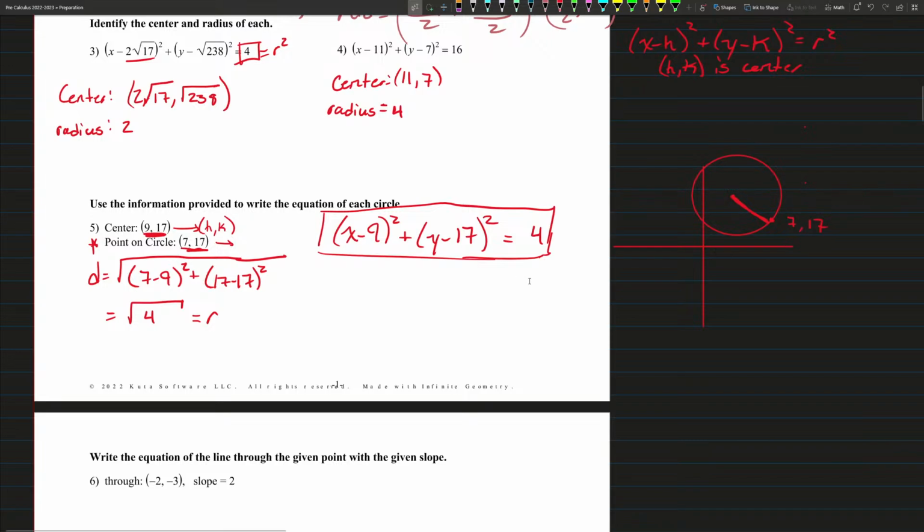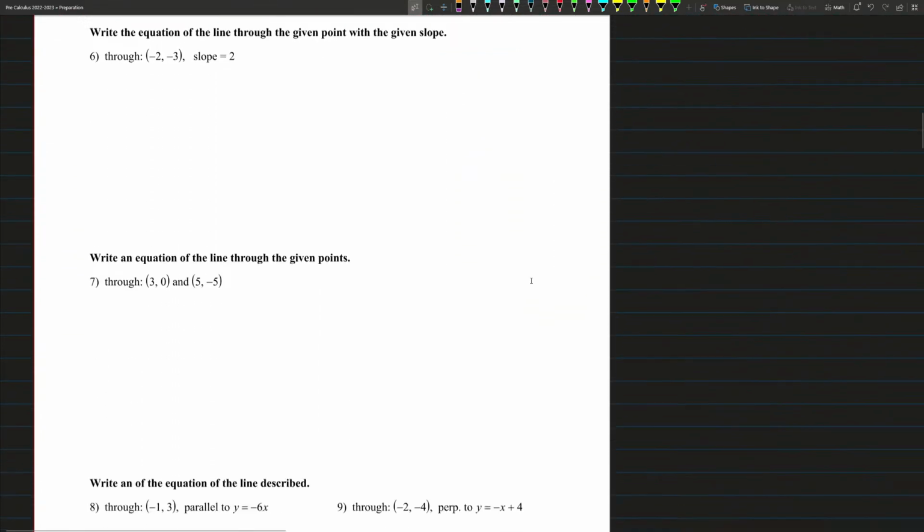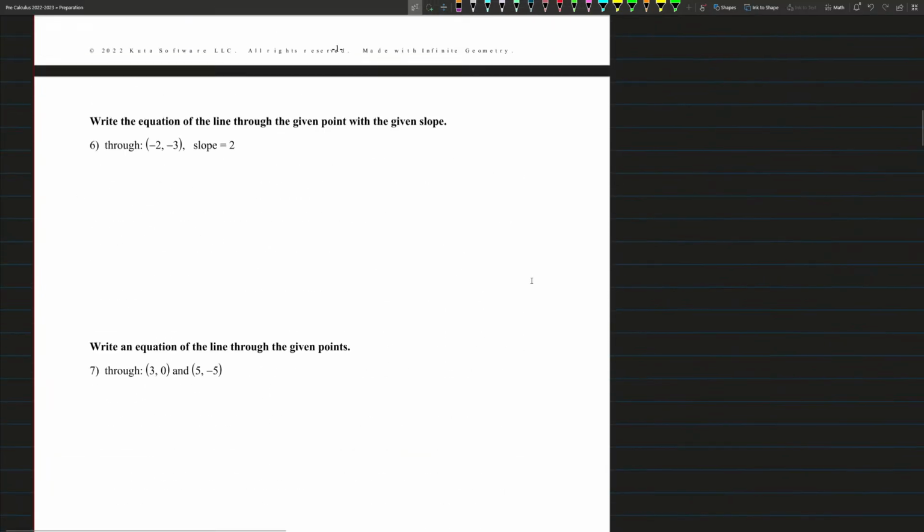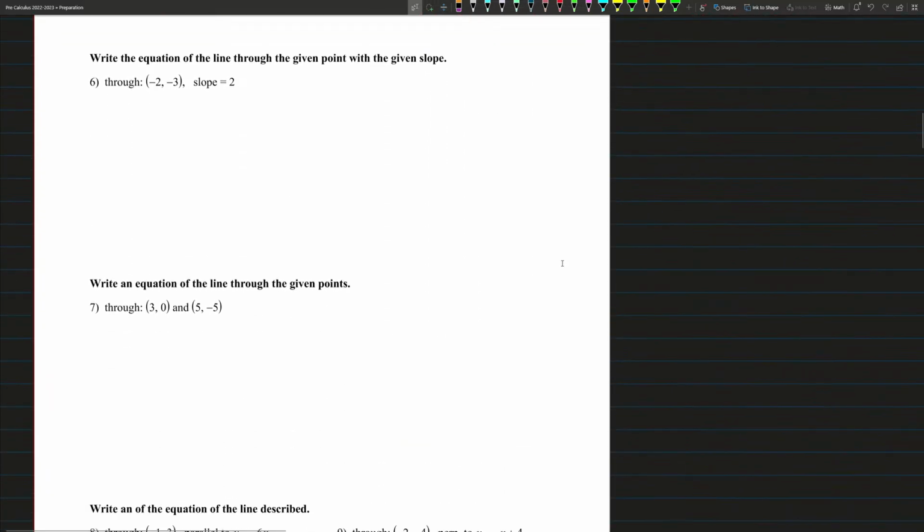Okay, next up is lines. And I think that brings us to the end of part 1. Okay, so lines, I don't care what type of equation you use so long as it's right. You will most often probably use this because this is what you're most used to. But I'm okay with point slope form because it's easier and just way more efficient.